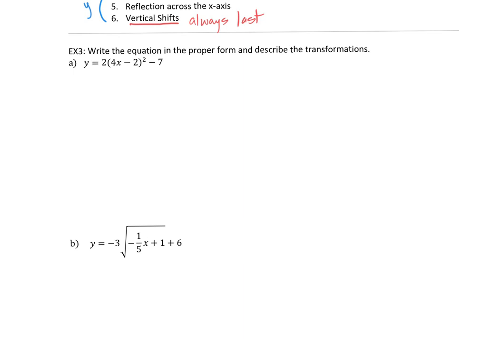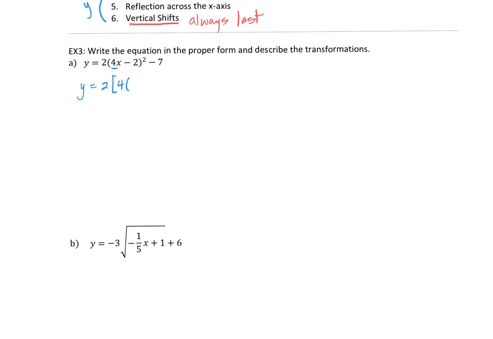We're going to write the equation in the proper form and then describe the transformations. Part A, we have y equal to 2 times (4x minus 2) squared minus 7. The proper order is that the coefficient on the x is 1. This has the coefficient on the x as 4. So I need to factor out that 4 to get this in the proper order. I'm going to have y equal to 2, and here I'm going to put a bracket and then factor out the 4.